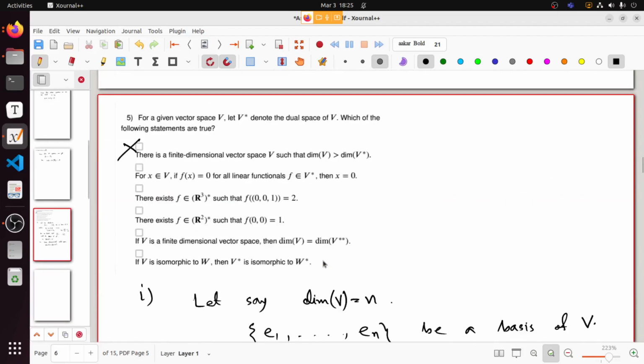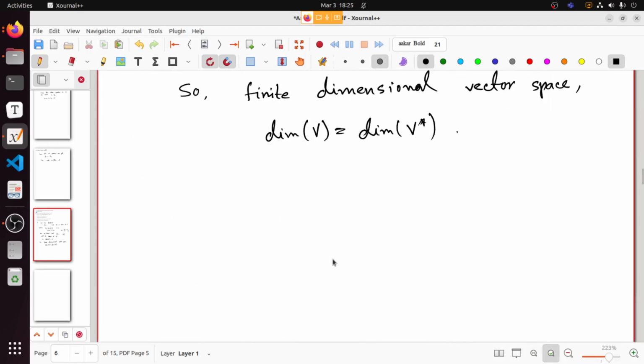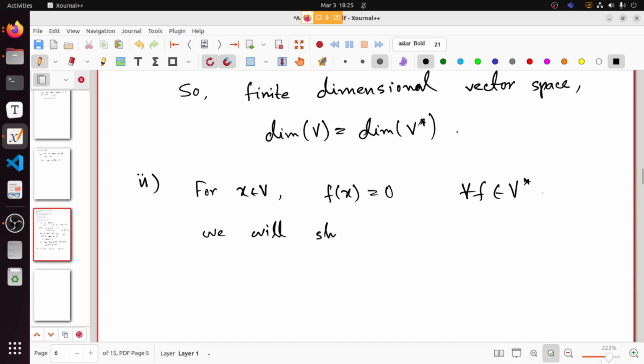Okay, let's move to option number 2. What it is saying is, for x belongs to V, if f of x equals 0 for all linear functionals, then you have to say whether x equals 0 or not. So let's check this. Given that f of x equals 0 for all f in V star, that is, for all the linear functionals on V, we will show that x equals 0.